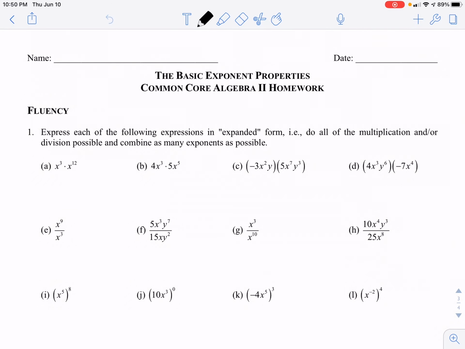Hello and welcome. In this video, we're going to take a look at the homework section to Unit 6, Lesson 3, the basic exponent properties. Please pause and rewind the video as necessary.